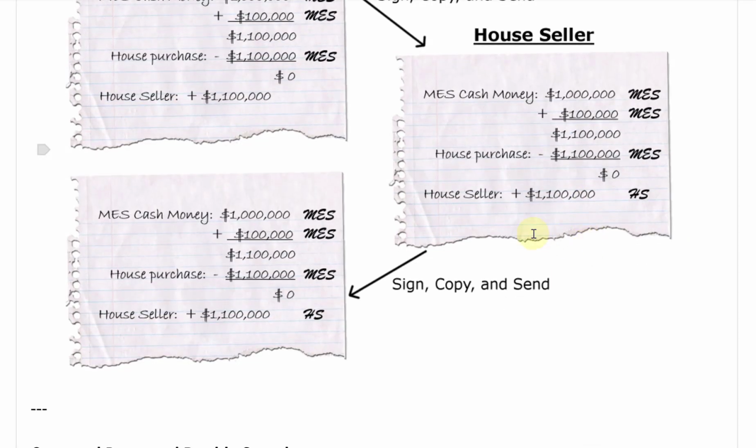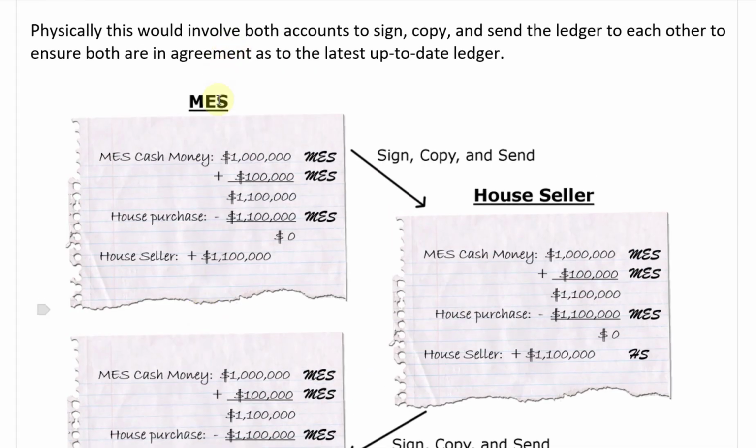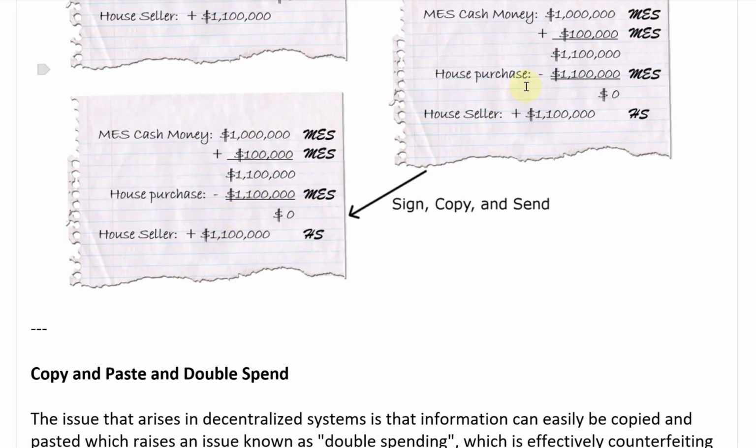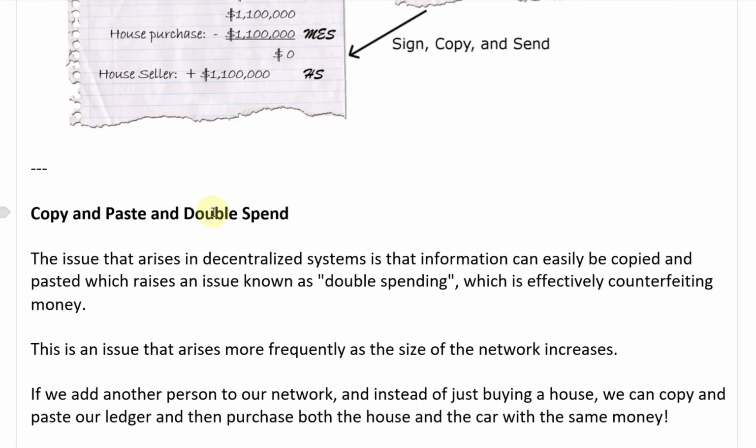And now they would copy and send it all the way to MES. So now the house seller and I have the exact same ledger, and they're both signed. So we know that they both have signed off on that. So now, copy and paste and double spend.